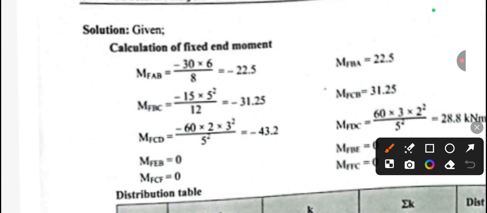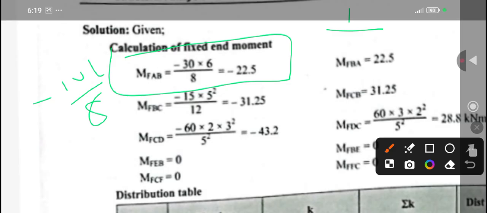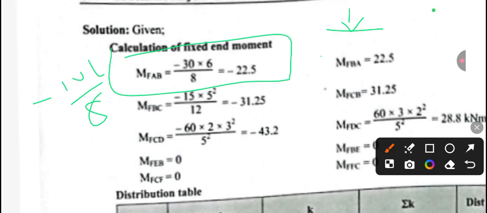So first let's directly apply the formula and calculate the fixed end moment for MA. You can see here the formula is minus WL by 8, because whenever the point load is acting at the middle of the span, this formula will be applied. And you can also apply Pab square by L square as well. Both are the same formula, you don't need to be confused. So this value will be minus 22.5.